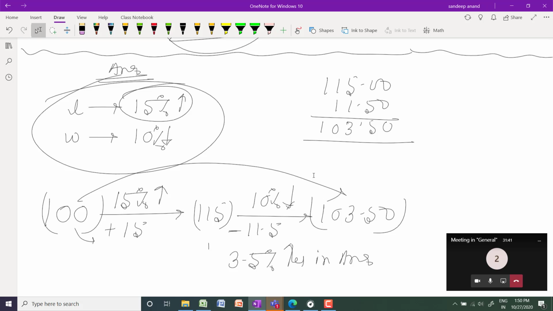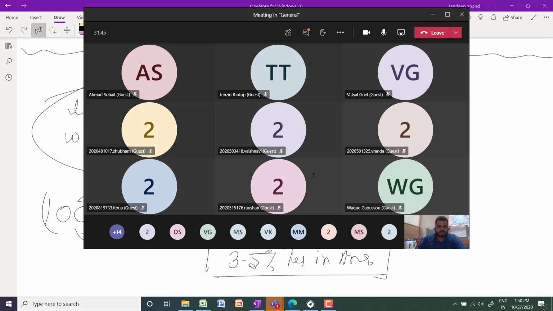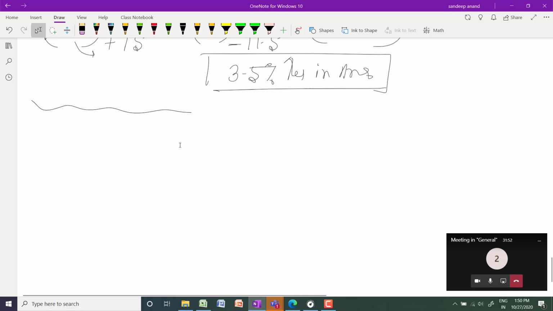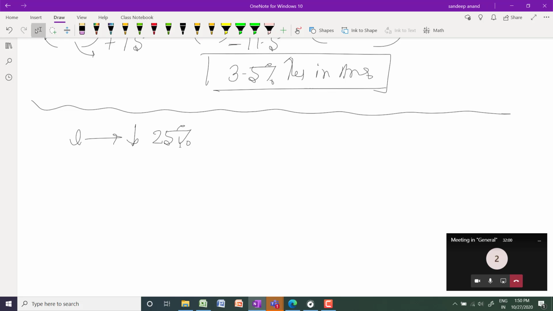Well done. Very good. Only 3 or 4 students replied. Now for better understanding, I am giving you the next question. Please solve this question. The length is decreased by 25% and the width is increased by 20%. What is the net percentage change in area?